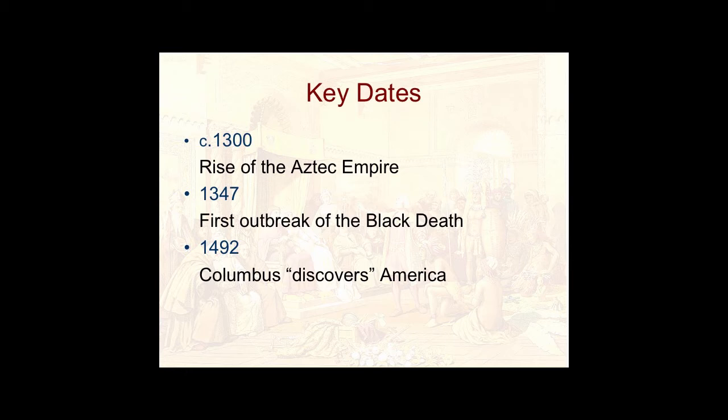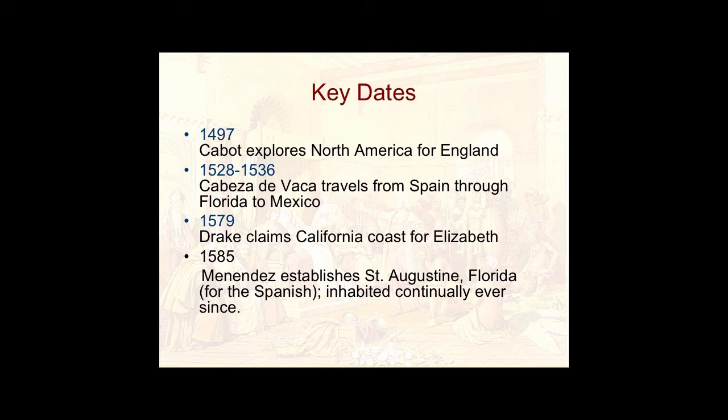Here you see 1300, rise of the Aztec Empire. The bubonic plague makes its first appearance around 1347, and in 1492, Columbus sails the ocean blue, and he, quote, discovers America. We'll talk more about that when we get to Columbus. So this is where things begin to get interesting. Look at this. We get this guy named Cabeza de Vaca, who travels from Spain through Florida, all through the southern tier of North America, and ends up down in Mexico. An eight-year expedition. We're going to read some Cabeza de Vaca. He was a very, very interesting cat.